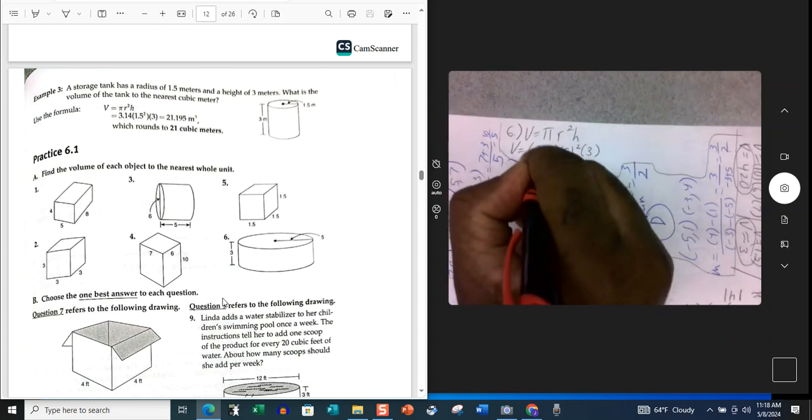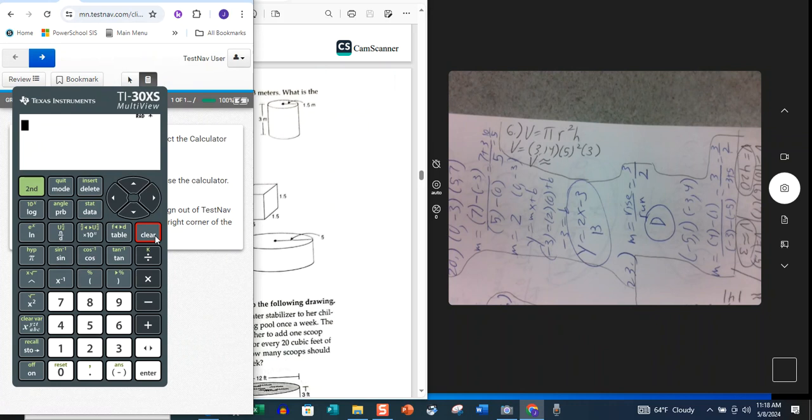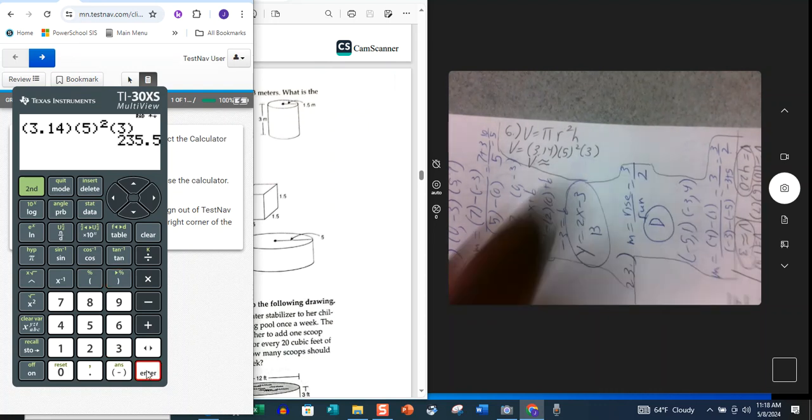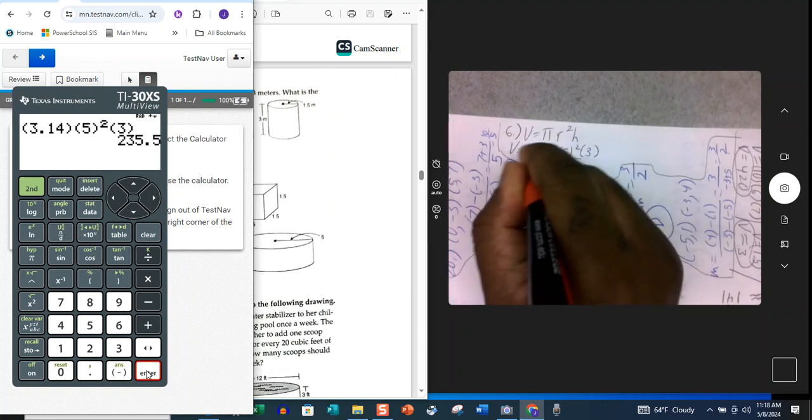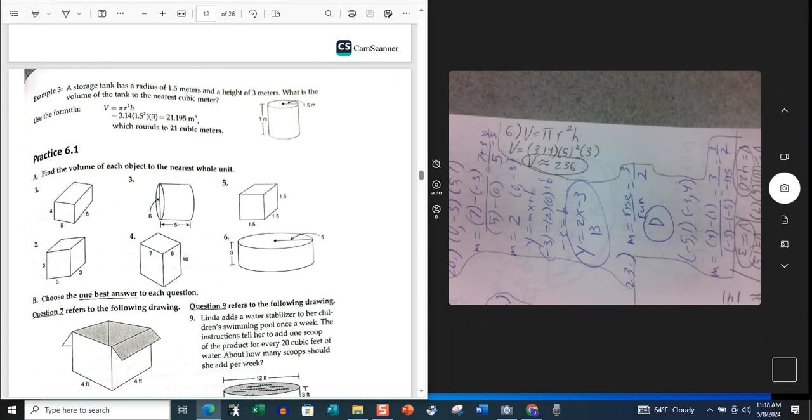Now we can put this in our calculator, but our volume would be an approximation. So let's pull up our calculator. So we had 3.14. Then we will have 5. Hit the x squared key. Then open parenthesis 3. So it'll be approximately 236. So now, that took care of problems 1 through 6.